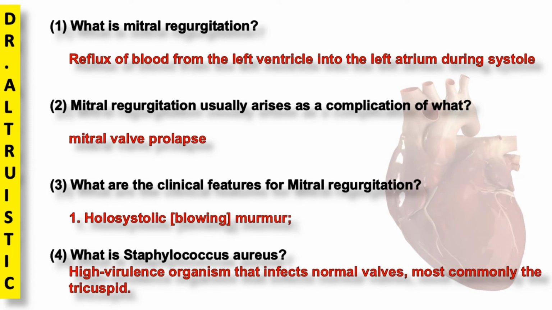3. What are the clinical features for mitral regurgitation? Holosystolic, blowing murmur. 4. What is Staphylococcus aureus? High virulence organism that infects normal valves, most commonly the tricuspid.